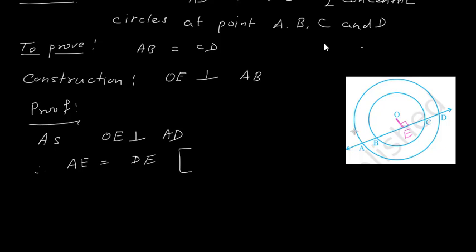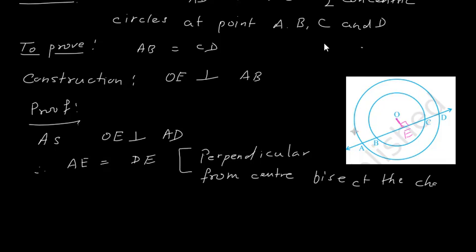The reason I can say is that a perpendicular from the center bisects the chord. So this you can take as equation 1. Now OE is perpendicular to BC also, so therefore you can say that BE is equal to CE. This you take as equation number 2.